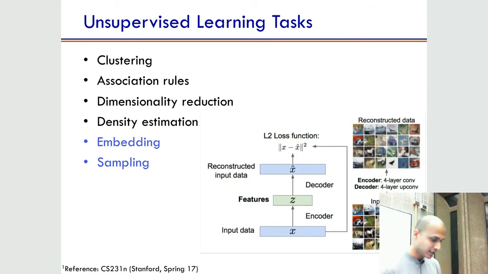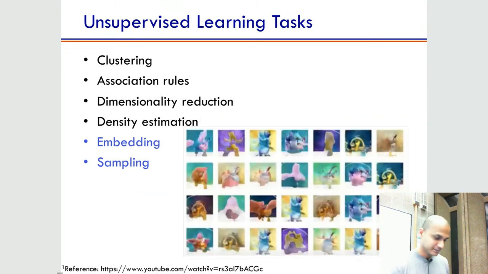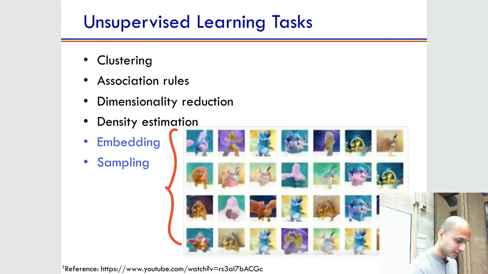Embedding, actually, I'm going to talk about embedding in the next few slides. So this is an example of an autoencoder, but we'll go into the details pretty soon. And sampling, we'll also again go into the details. This is a bunch of samples. What do these look like actually?